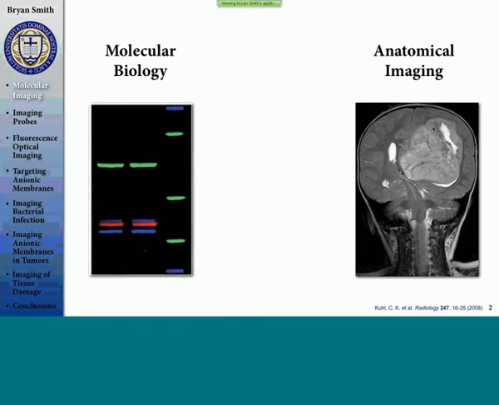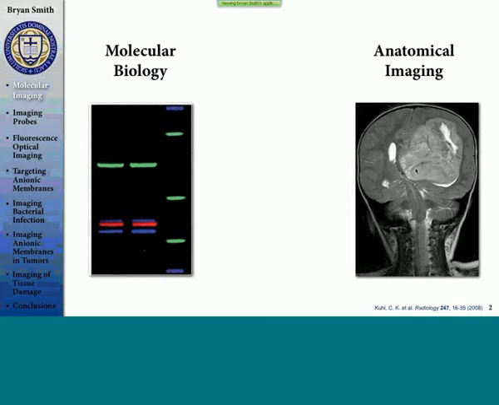Today I'm going to be talking about optical imaging of anionic membranes for detecting and monitoring disease states in vivo. In biomedical research, there are two main groups: those that do anatomical imaging and those that do molecular biology. Anatomical imaging uses the inherent properties of tissues to measure bulk anatomy.